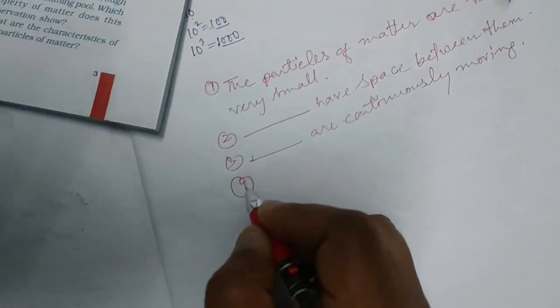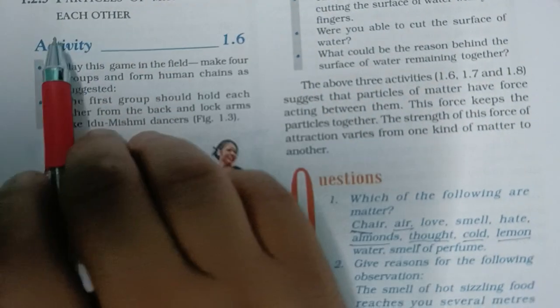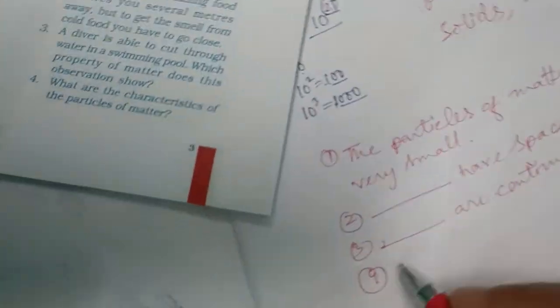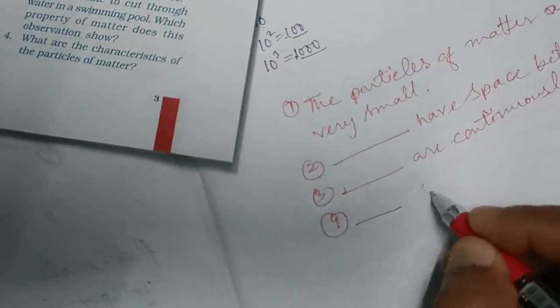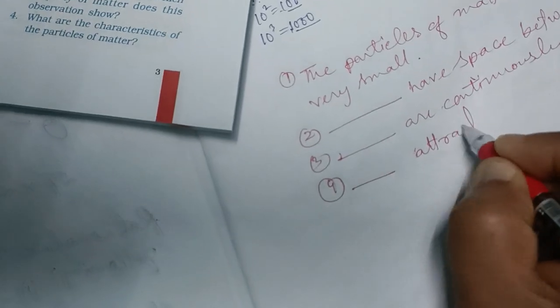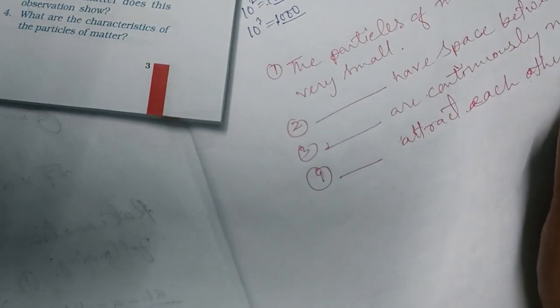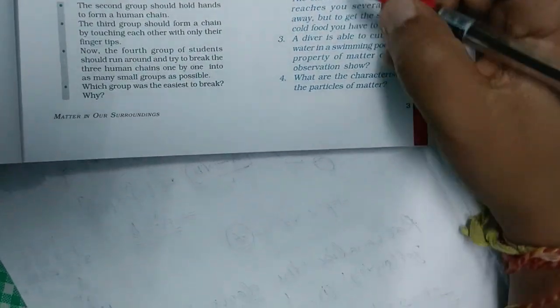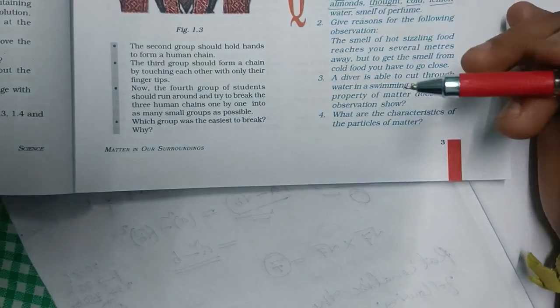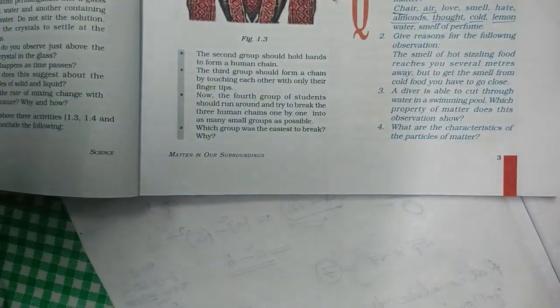And the last one, particles of matter attract each other. Clear? So we can say particles of matter attract each other. So these are the things you have to remember. On going through that, easily you can answer these questions. But again I'm reminding you, go through this activity, then we will understand the topic in a much better way. For me it is not possible to go through all these activities here. Clear? You go through all the activities.